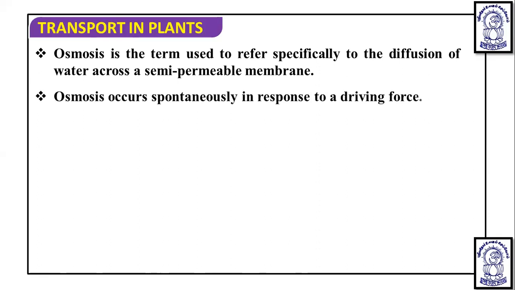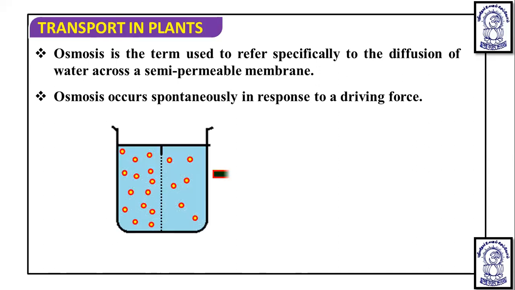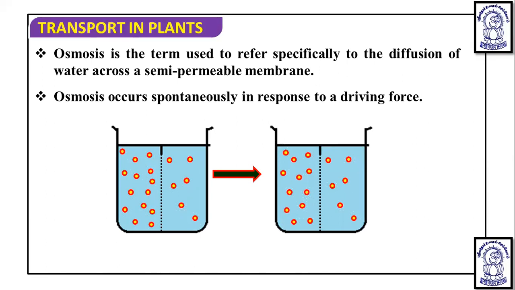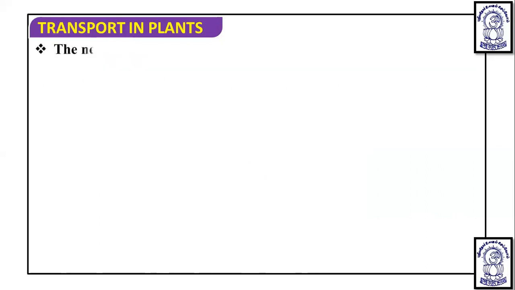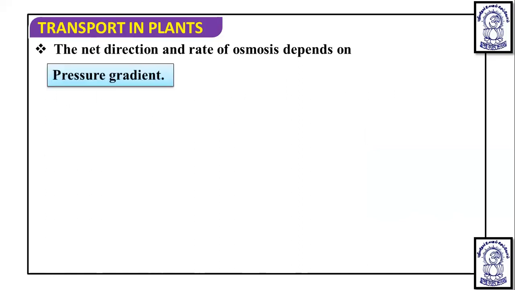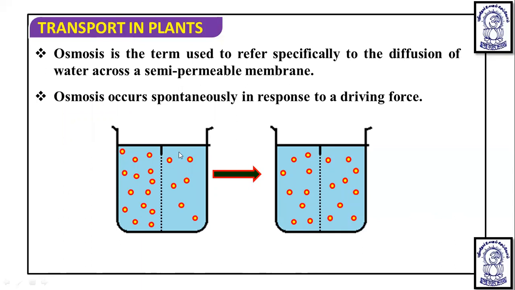Osmosis occurs spontaneously in response to a driving force. When a solution is in equilibrium, the molecules will transport from higher concentration to lower concentration through the semi-permeable membrane, and these molecules are of water. So when water molecules or solvent move from higher concentration to lower concentration through the semi-permeable membrane, that is defined as osmosis. The net direction and rate of osmosis depends on factors that we will discuss, but before that, we have to discuss one more point.